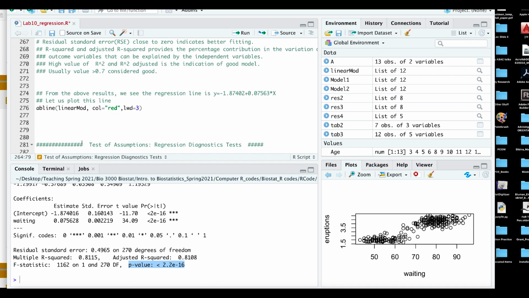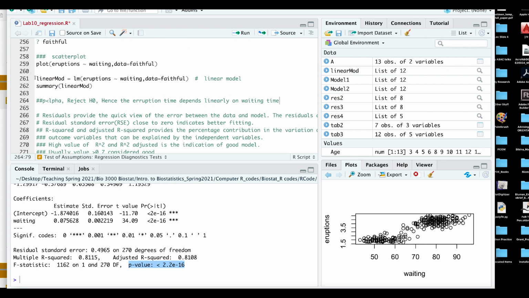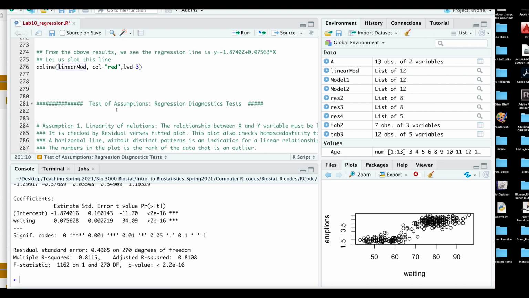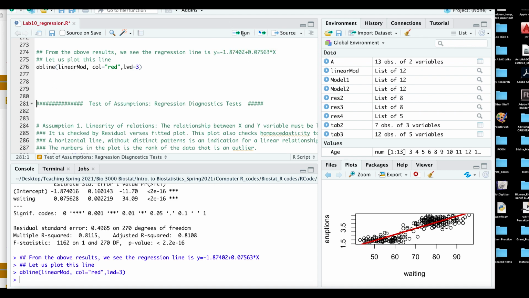If you want to draw the line, this is the linear model, that's what we named it. This is the line, because y equals a plus bx, that's what you get. And if you do the abline here, that's what the abline looks like. It is going through the middle of most of the points.